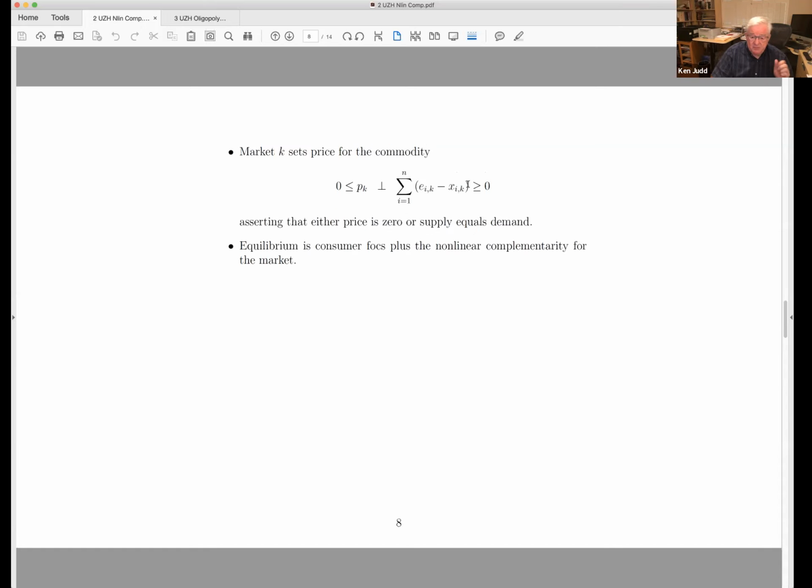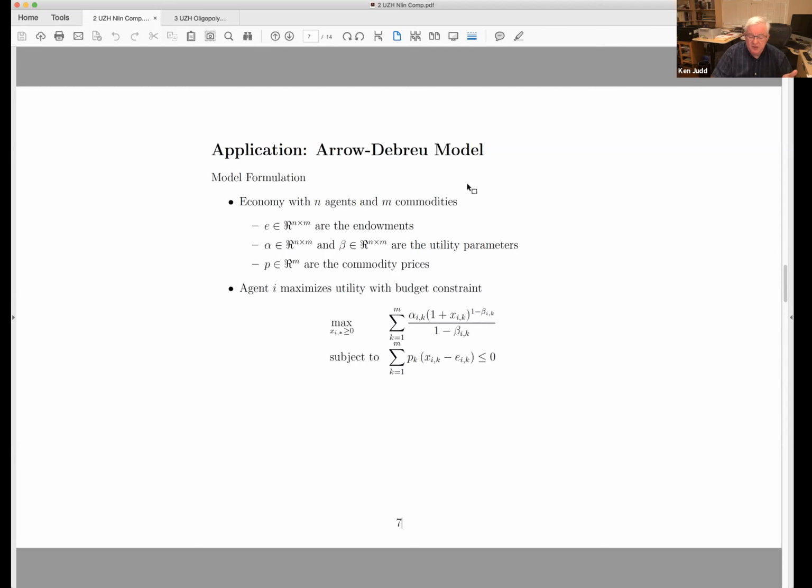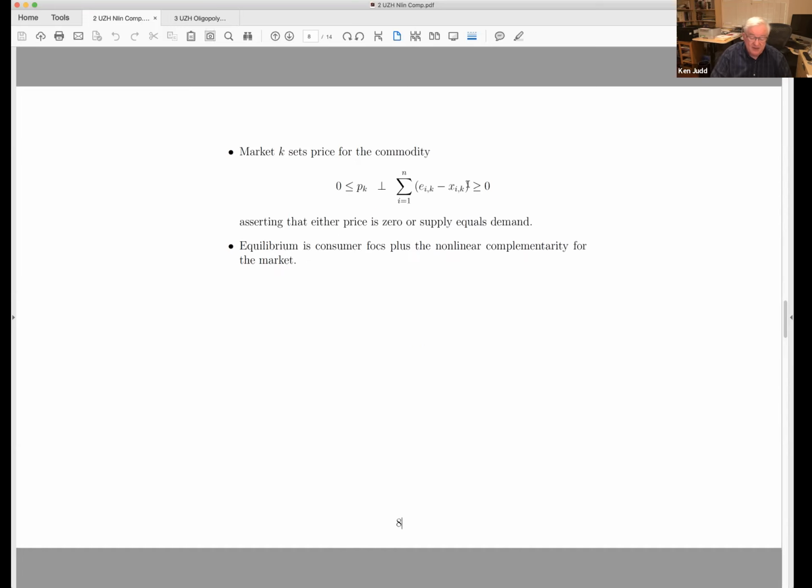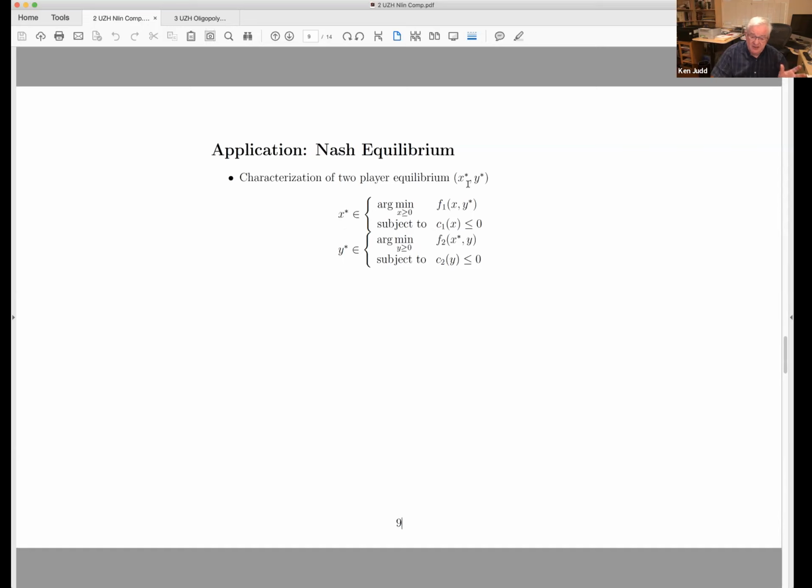And so remember, in all the examples we did with Arrow-Debreu, I said, solve for equilibrium and just take the first order conditions and set them equal to 0. Well, that's not going to give you a solution in some cases. So this is what the general formulation is, as a nonlinear complementarity problem.